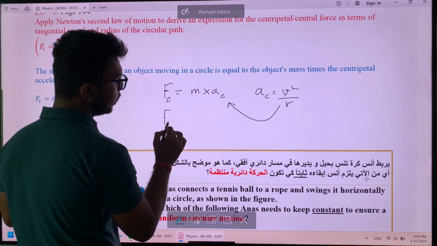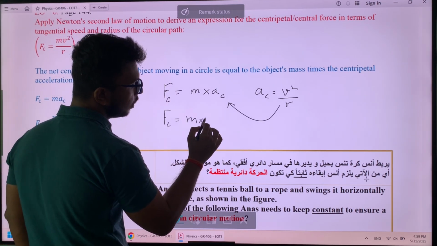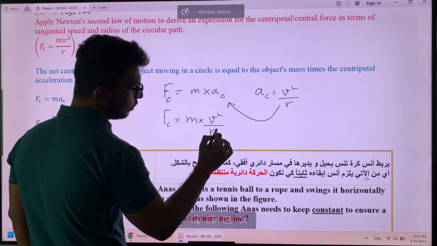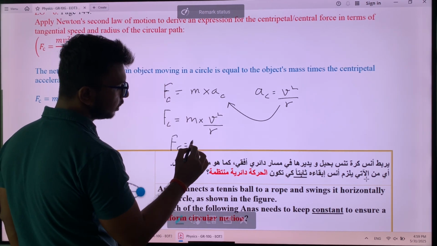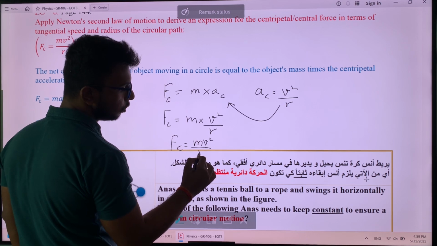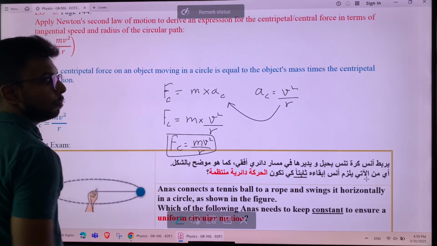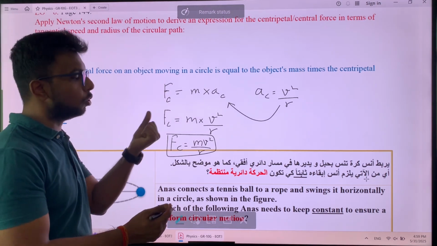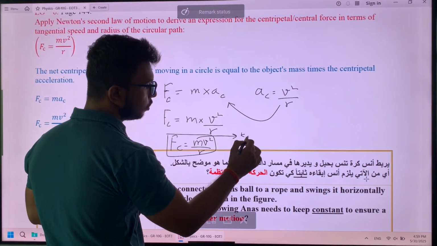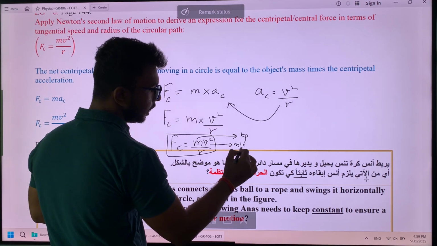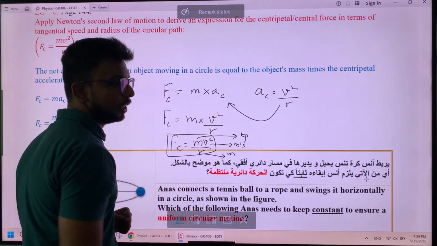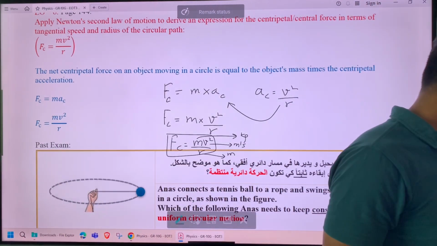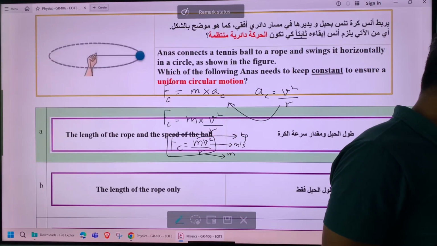I will get centripetal force is equal to mass times velocity square over r. And this is the expression, or the rule, for centripetal force. Mass into velocity square over r. Mass, how heavy it is, in kilos. So this is kilos, this is meter per second, and this is meter, the radius, whatever the value is given. This was the question asked before.